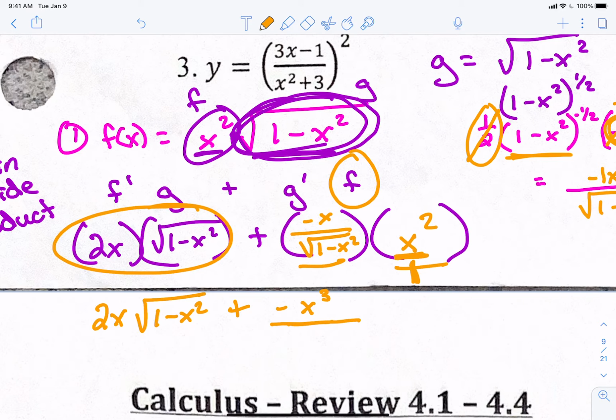You can do that, treating it over 1. All over the square root of 1 minus x squared. So I've taken these two pieces and multiplied these two together. The x squared and the negative x becomes negative x to the 3rd power over that stuff. Don't go crazy simplifying. That's all we're going to do to simplify.